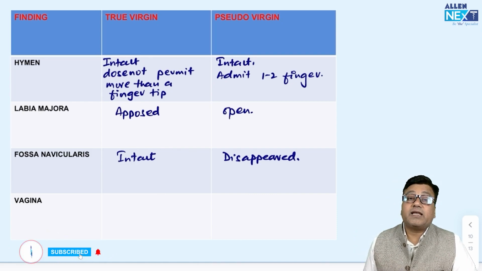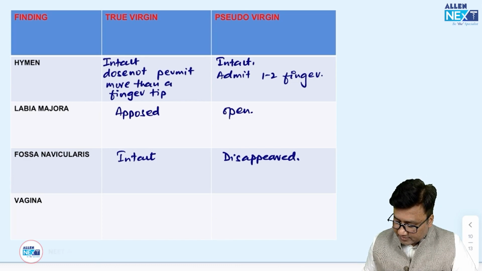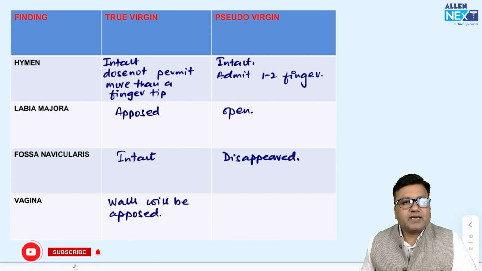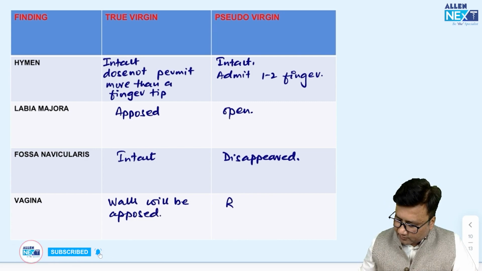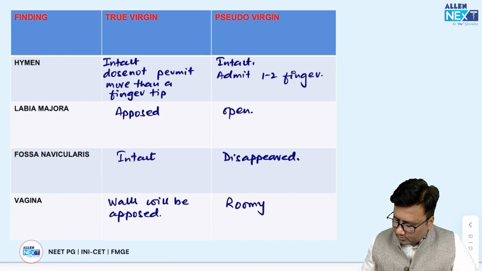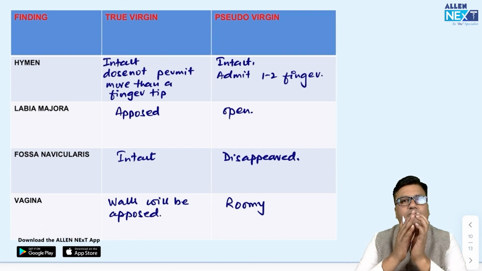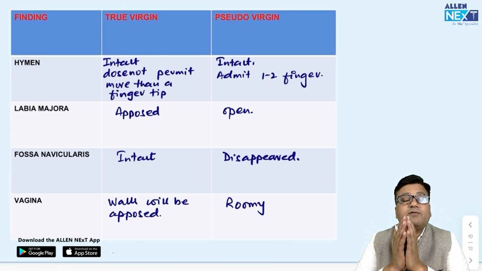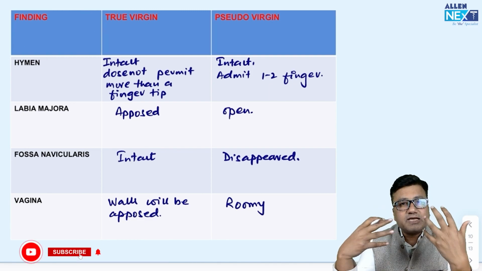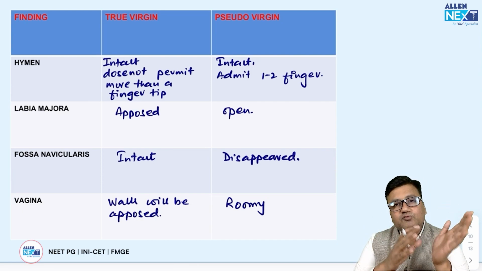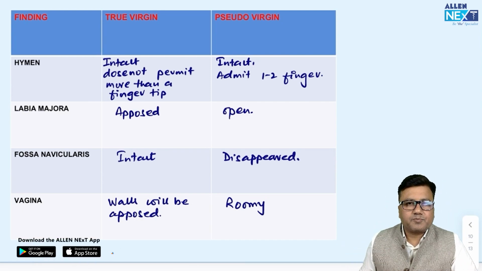And fourth is the vagina itself. In a true virgin, the vaginal walls will be apposed, whereas in a false virgin, there will be a roomy vagina. Because of the repeated penile penetration, the vaginal wall will separate, so the vagina will be felt roomy. There is a lot of space in the vagina. So these are the differences that we can see in examination of a true virgin versus a false virgin.